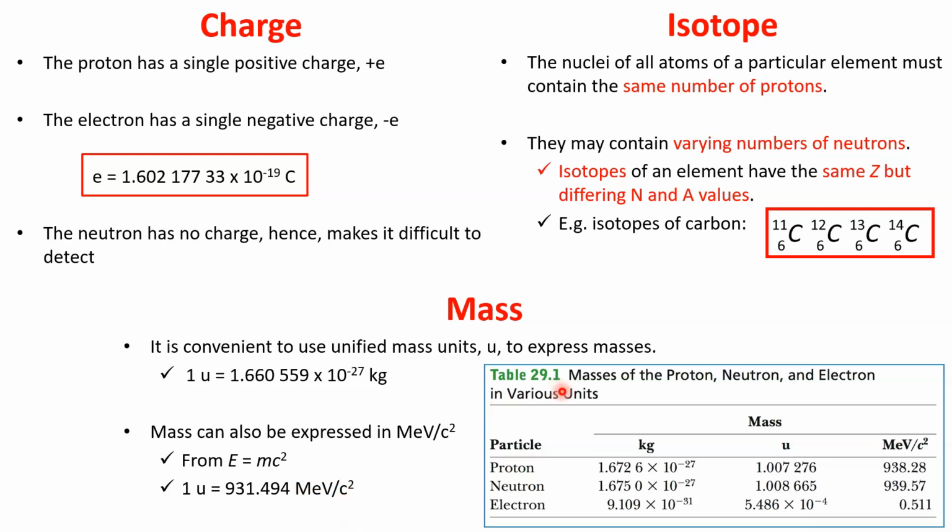Okay, this table shows the masses of the proton, neutron, and electron in various units: in the kilogram unit, unified mass unit, and mega electron volt per c squared unit. All of these units are units for mass.